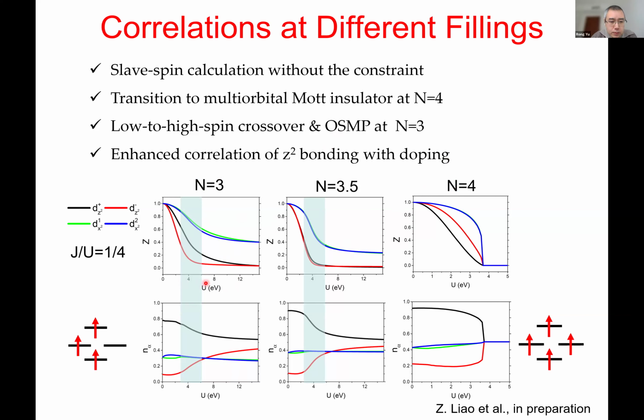The high spin state actually corresponds to the dz square orbitals at half filling, and the x square minus y square orbitals at quarter filling. And very interesting, we also observe that the correlation strength of this dz square bonding state, identified as this black curve shown here, becomes very sensitive to the total electron filling. So by just increasing the electron filling a little bit, we see a much stronger electron correlation effect, with much smaller Z values in this orbital category.